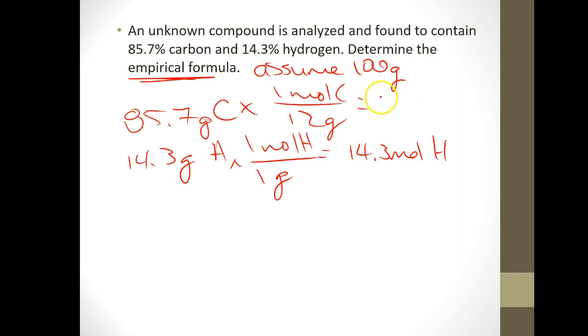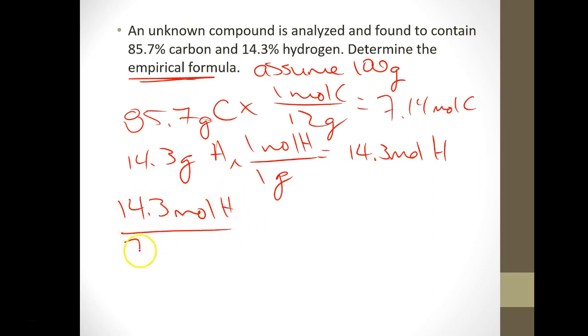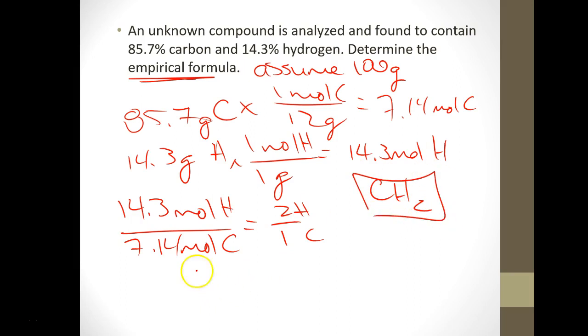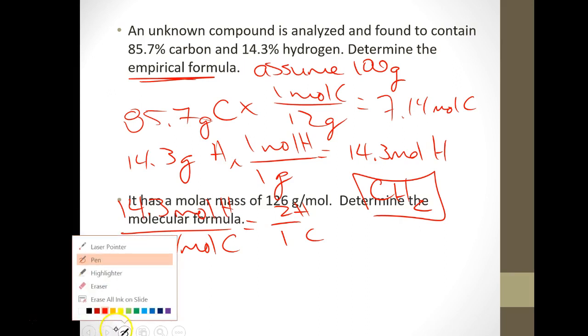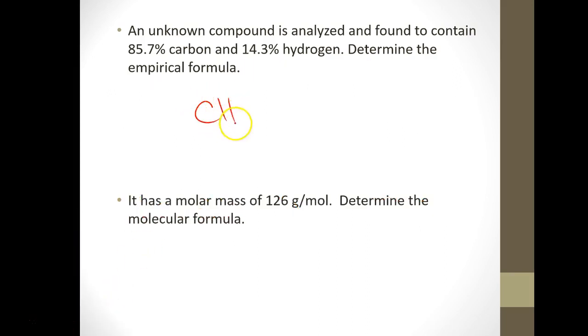And I get 7.14 moles of carbon. To find an empirical formula, you take the moles of one element and divide by the smallest number of moles. I get a ratio of 2 to 1 hydrogen to carbon. So my empirical formula is CH2. Okay, so I had to go through and do all that process that we've been doing all along and find the CH2 part.